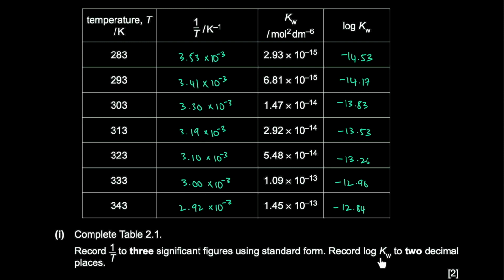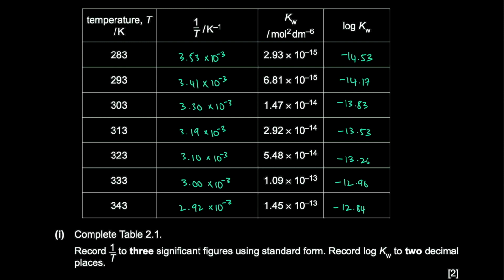We want to record log of Kw to 2 decimal places. The temperatures are given to us. We can just find 1 over T, write it down in standard form to 3 significant figures, and we can also take the log of Kw and write it down to 2 decimal places.